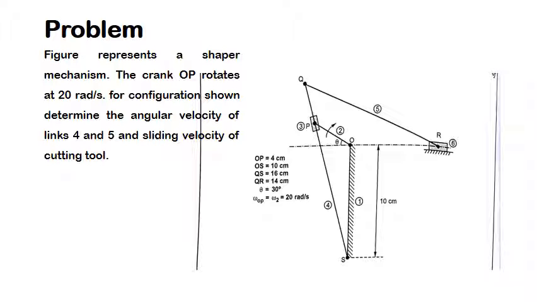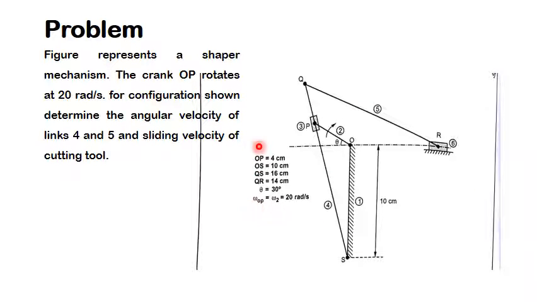So let us take a problem. So here I have shown a crank slotted lever mechanism. If you remember, this crank slotted lever mechanism is nothing but a quick return motion mechanism. And in this problem, this crank slotted lever mechanism is used for a shaper machine, and the length of each and every link which are involved here is mentioned.